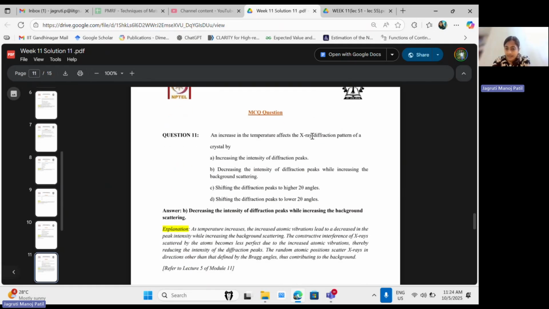Increasing temperature affects the X-ray diffraction pattern of a crystal by what? So if your temperature increases, what happens? Does the intensity of your diffraction peak increase or decrease, while increasing the background scattering, or shifting to a higher one, shifting to a lower one? So in this case, it decreases the intensity of the diffraction peak while increasing the background scattering.